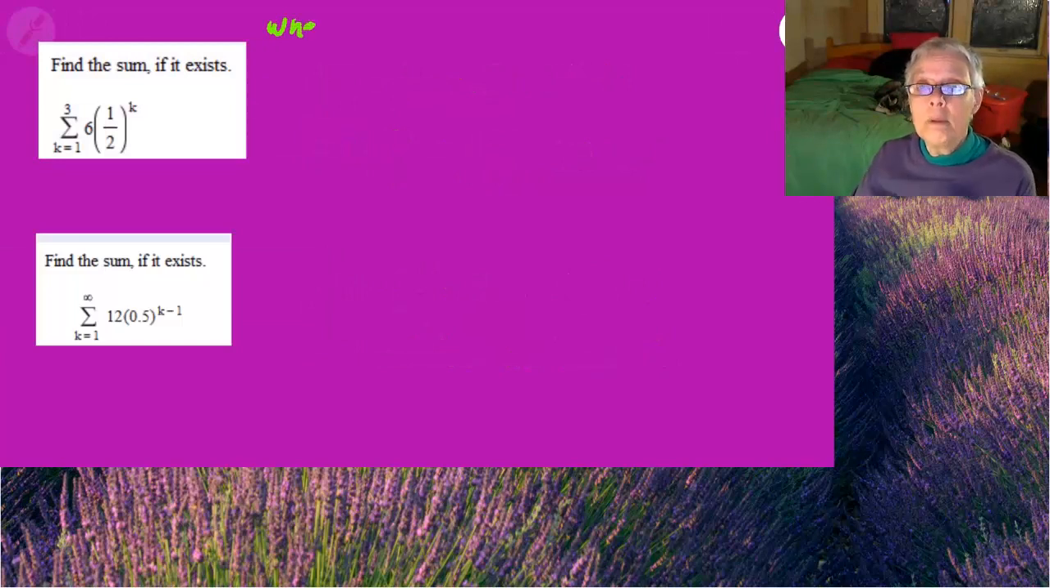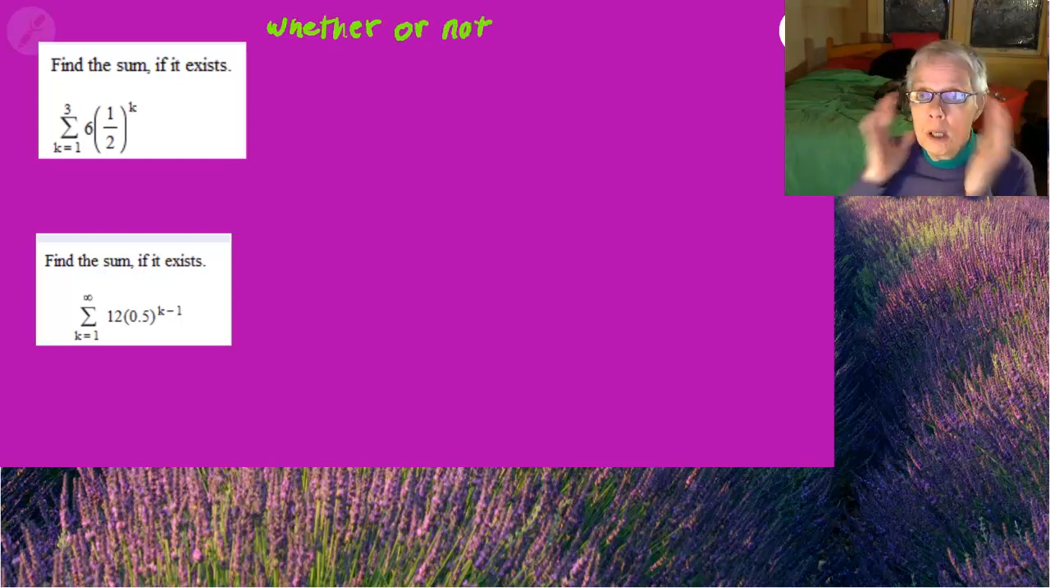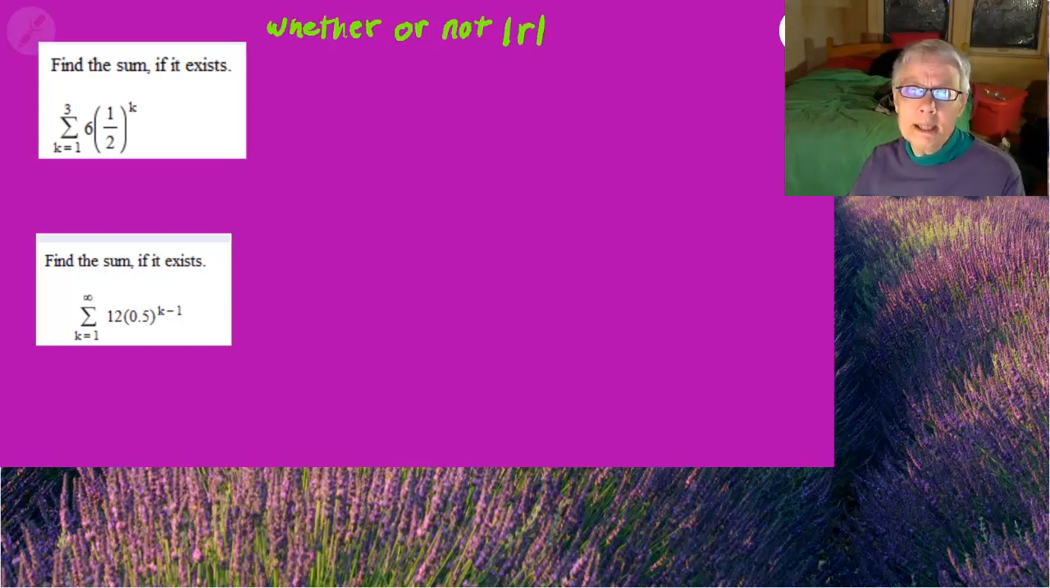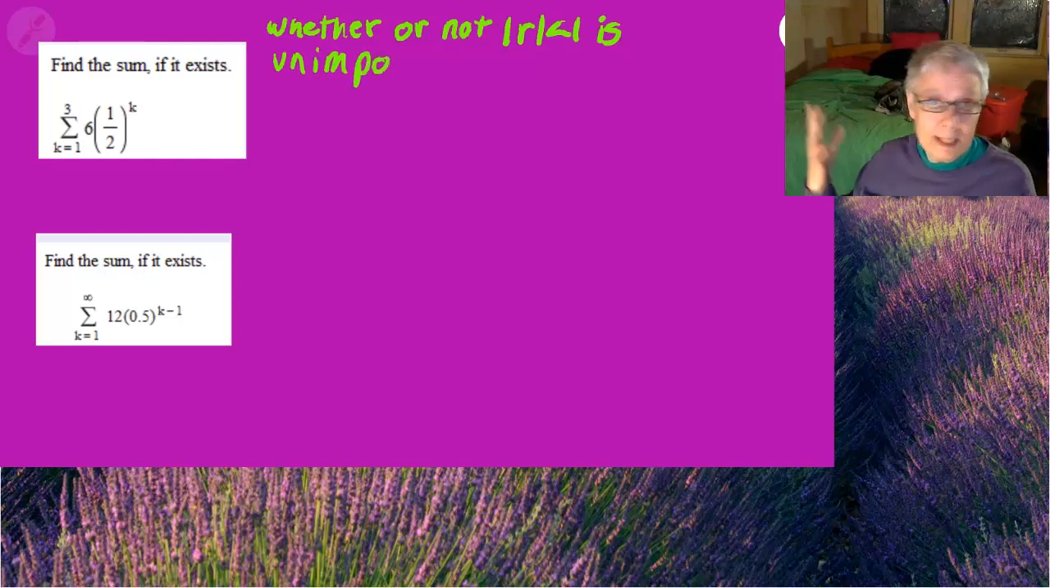All right, now here are two sums written in sigma notation. And we're told on the first one, find the sum if it exists. Well, of course it's going to exist. Look at the top number on the sigma. We're only going to be adding 3 terms. This is a finite geometric series, which means we can add. We can add the numbers and we can come up with an answer, and it won't be any problem at all.